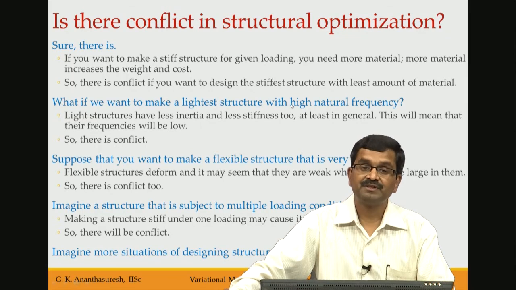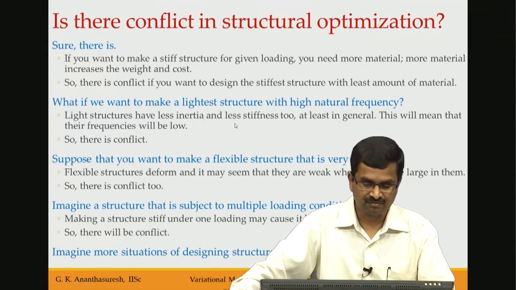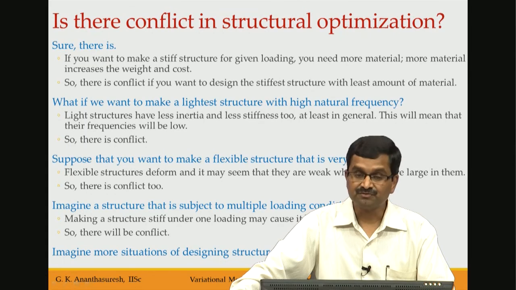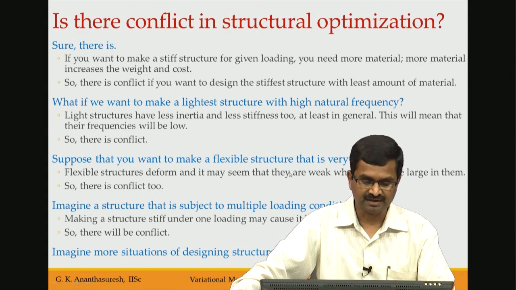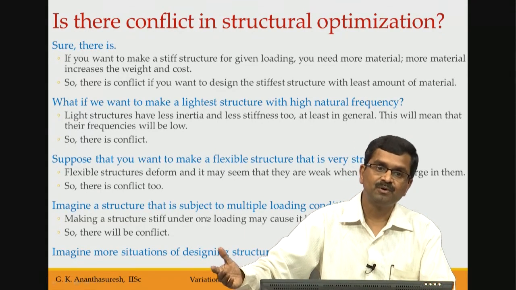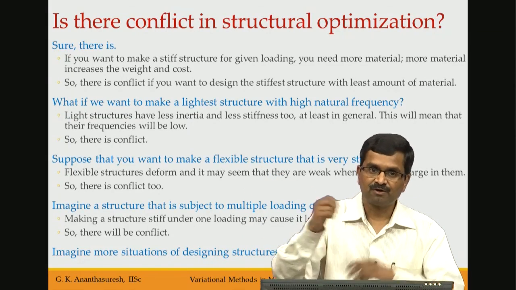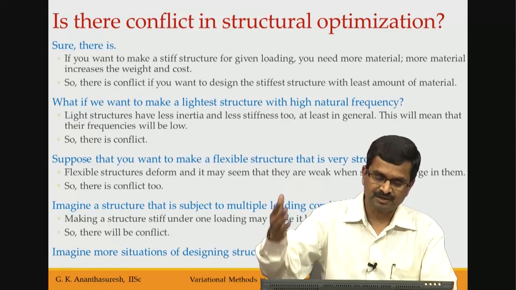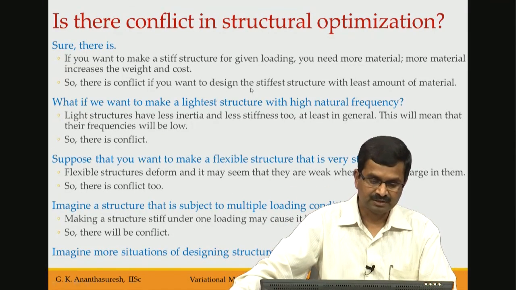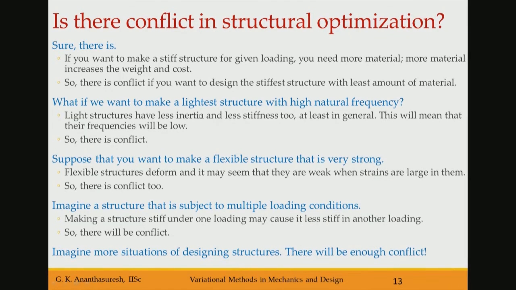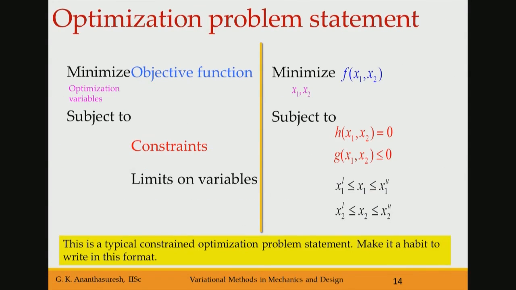A lighter structure with high natural frequency, there is a conflict. A flexible structure that is very strong, there is conflict there. A structure that is subject to multiple loads, again there will be conflict between, if I apply this load versus that load, or multiple loads are there, conflict among them. So, there is enough conflict in structural optimization or in designing structures. That is what we will analyze in this course, what conflict is there and how to resolve that conflict using optimization. A typical optimization problem looks like this.